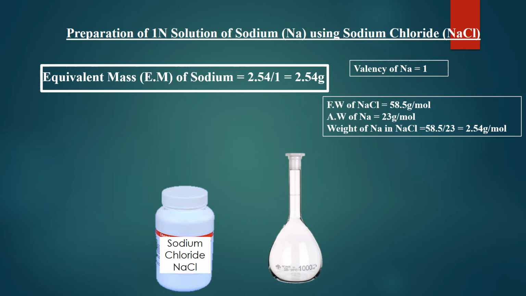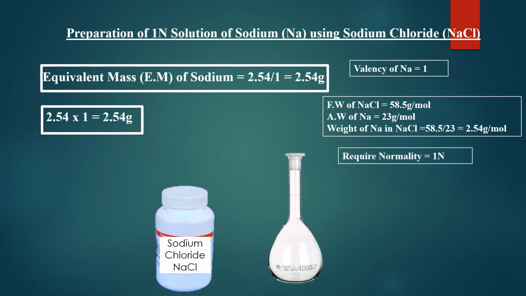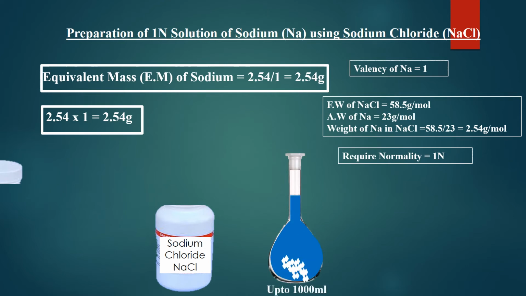As mass of sodium in sodium chloride is 2.54 and valency of sodium is 1. Then, multiply 2.54 by required normality, which is 1. The answer is 2.54 grams. Take 2.54 grams of sodium chloride in beaker. Dissolve it in water and dilute the solution up to 1000 ml.